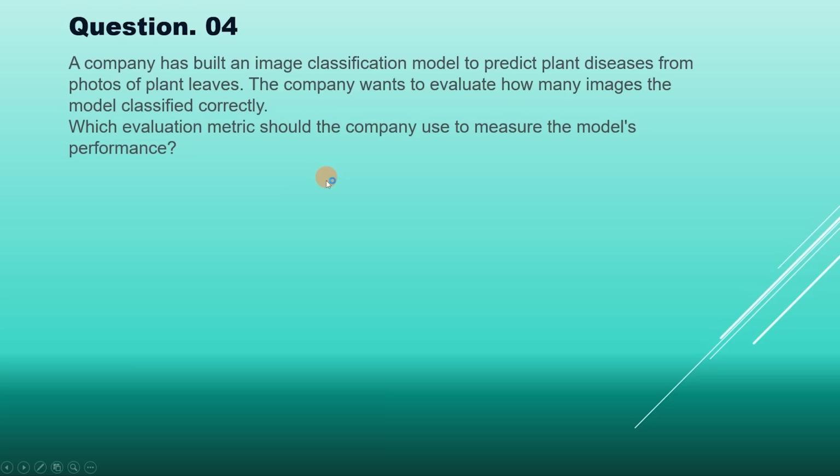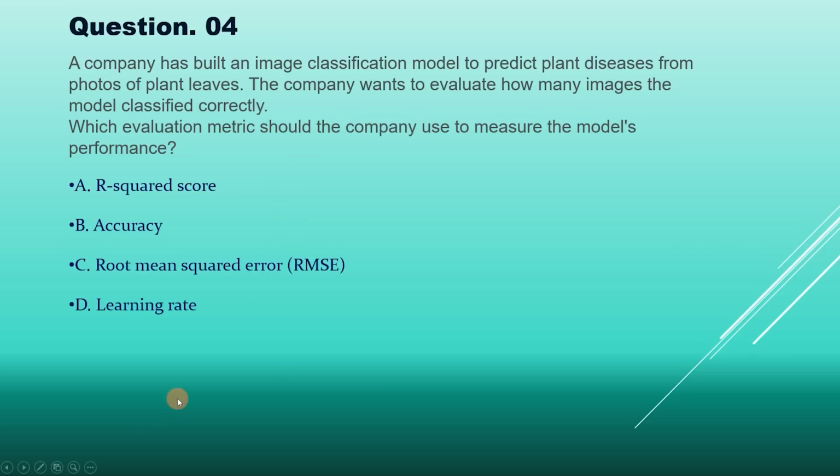Now question number 4. A company has built an image classification model to predict plant disease from photos of plant leaves. The company wants to evaluate how many images the model classified correctly. Which evaluation metric should the company use to measure model performance? So here are the options: R squared score, accuracy, root mean squared error, learning rate. Take your time to guess the answer.